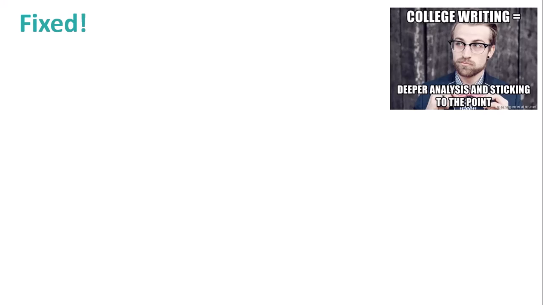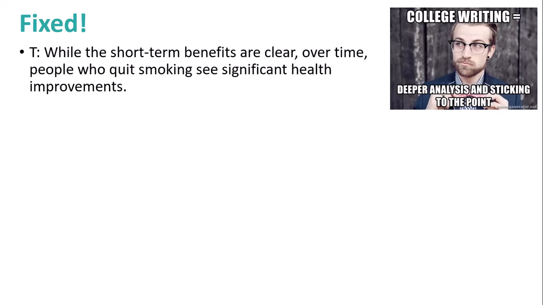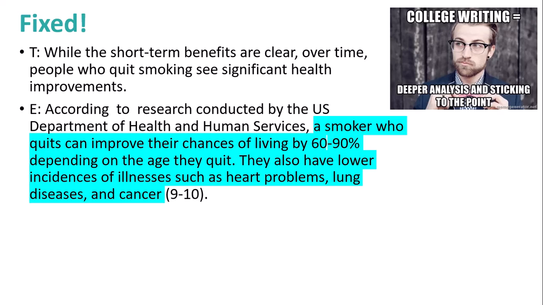That is college writing. I don't want to see just a quote, a bunch of quotes strung together. If I wanted that, I could just go and read your article online, right? You want to have a balance of your words and their words. So we have the topic sentence. And now, instead of having a quotation, I have a paraphrase of that longer quote. A smoker who quits can improve their chances by 60 to 90%, depending on the age when they quit. They also have lower incidences of illnesses, such as heart problems, lung disease, and cancer.